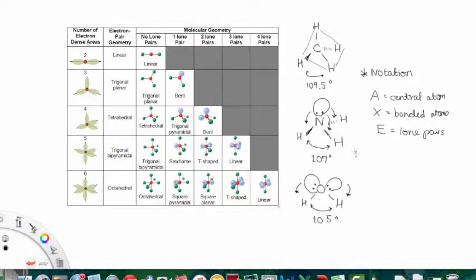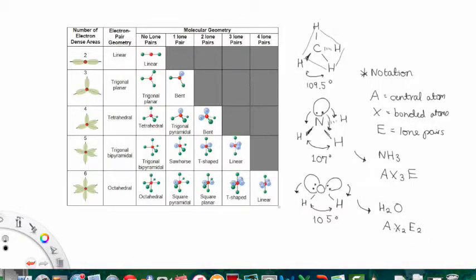So for example, let's take a look at NH3. The central atom is nitrogen, you have 3 atoms bound to it, and you also have 1 lone pair. So this is going to take on the form AX3E. On the other hand, for H2O, or water, you have the central atom oxygen bound to 2 atoms and 2 lone pairs. So this is going to be AX2E2.